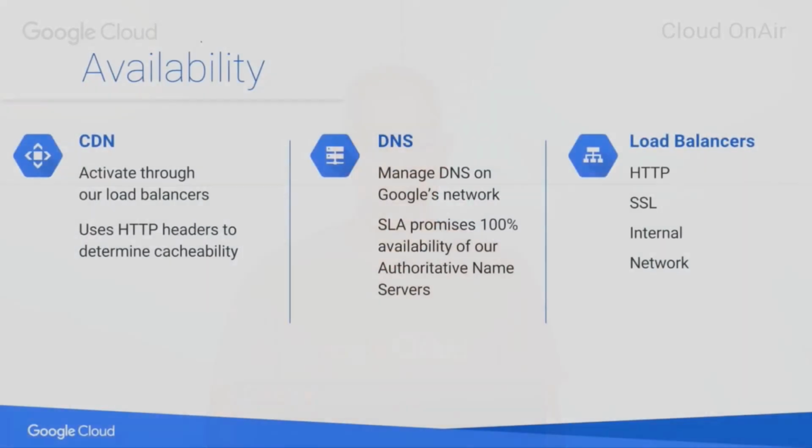Now, within the networking, let's also discuss availability. CDN is one of the key things as well. You want to make sure that you bring your content as close as possible to the end user to create a better experience, the same type of experience that YouTube, for example, is delivering to customers. You just need to enable CDN on your load balancers, and automatically the static content that you have would get cached in one of Google's points of presence closest to the end user.